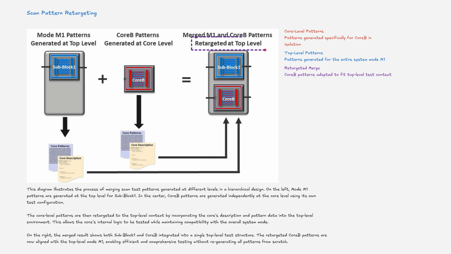On the right, the merged result shows both sub-block 1 and Core B integrated into a single top-level test structure. The retargeted Core B patterns are now aligned with the top-level Mode 1, enabling efficient and comprehensive testing without regenerating all patterns from scratch.